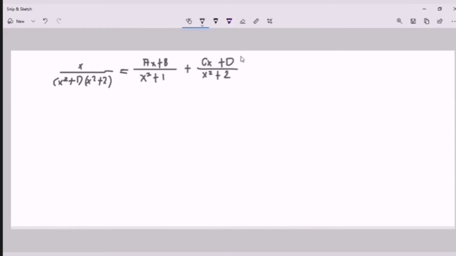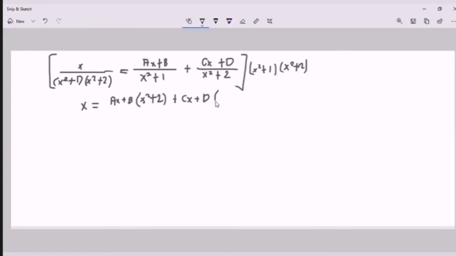So since both of the factors are quadratic, let us find the LCD to find the values of a, b, c, and d. So the LCD would be x squared plus 1 times the quantity of x squared plus 2. Let us multiply this LCD to the numerator and divide it to the denominator. So that gives us x equals the quantity of ax plus b times x squared plus 2 plus cx plus d multiplied to x squared plus 1.